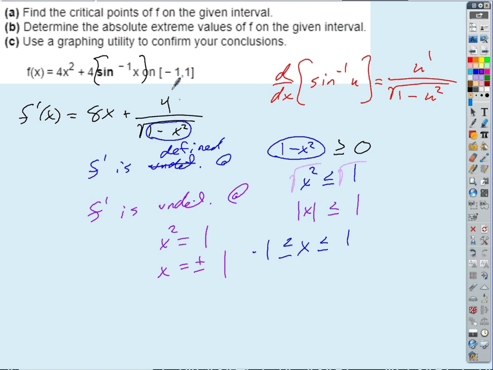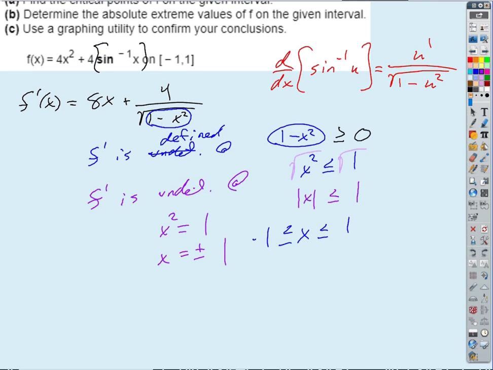Okay. No, this isn't. Oh, hang on. No, we didn't. So there aren't any places where it's undefined. We got to look for the other kind. Yeah. So what's the other kind? Where it equals 0. So we haven't done that yet.